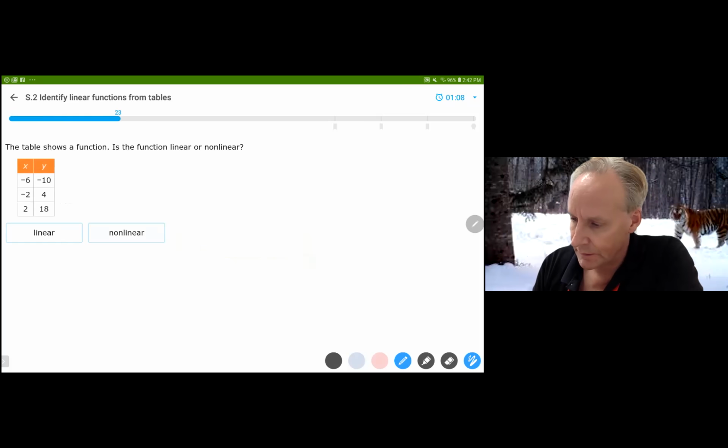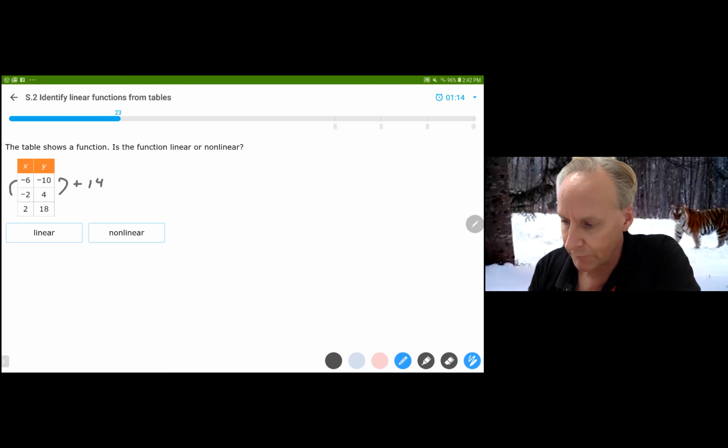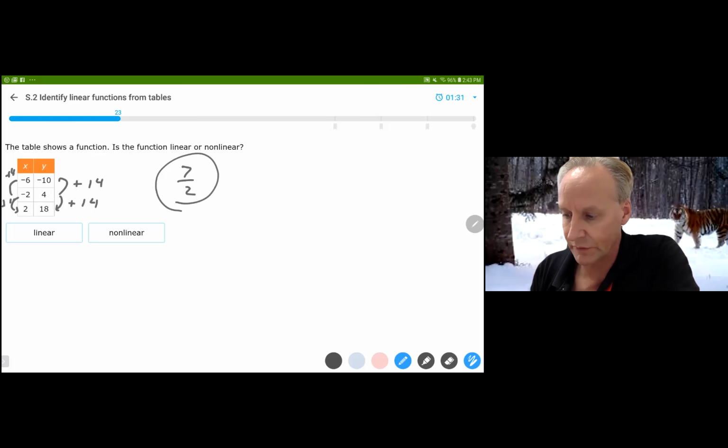Now this one went up 14, and this one went up 4. So that's a slope of 7 over 2. This one went up 14, and this one, unfortunately, it also went up 4. So this one is linear. They both have a slope of 7 over 2.